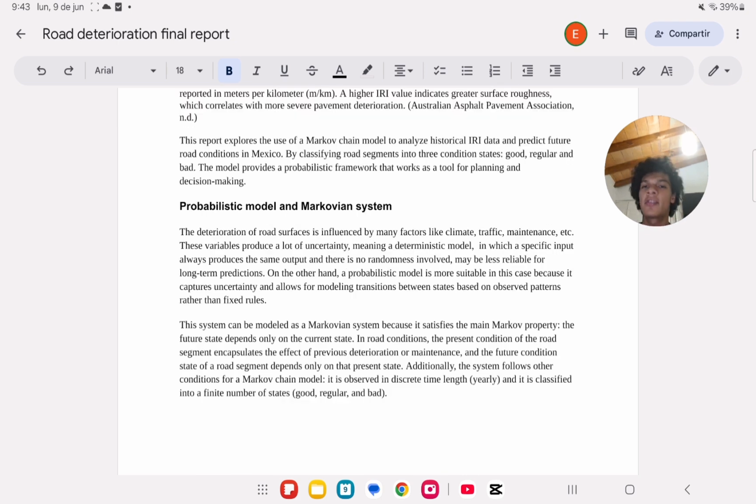The deterioration of road surfaces is influenced by many factors, but luckily in the Excel that we have, we could adjust to a Markovian system because it satisfies well its properties. So we will use all the data from the past and pass it to the present, and also to the future in the probabilistic system. Basically, to know how the road is going to be in the future.